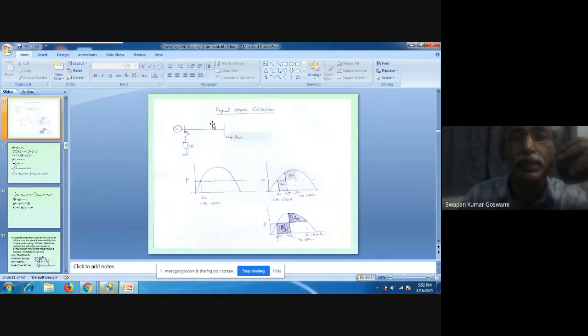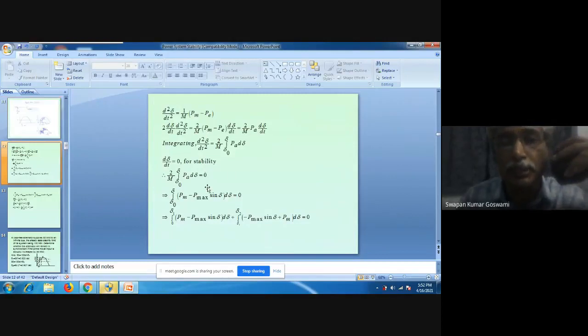In the next class, I shall be starting with the drawing first, because I shall have to explain this, and then move to the mathematical derivation, where a criterion called the equal area criterion will be applied. You will then find that this is a very simple and very interesting analysis of the stability problem, which may be easily applied and easily understood. Okay.